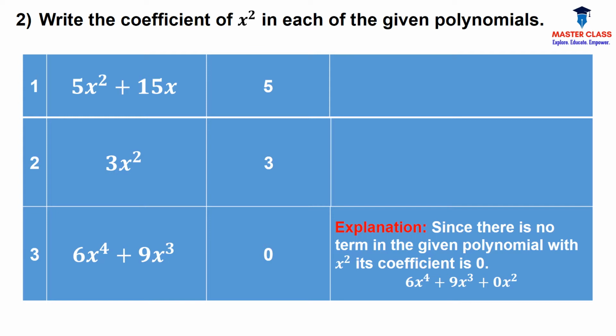The third expression given is 6x raised to the power of 4 plus 9x cube. Since there is no term in the given polynomial with x square, its coefficient is 0. The given expression can be written as 6x to the power of 4 plus 9x cube plus 0x square. If we observe the term 0x square, we will see that the constant 0 is multiplied by the variable x square. Therefore, the coefficient of x square is 0.